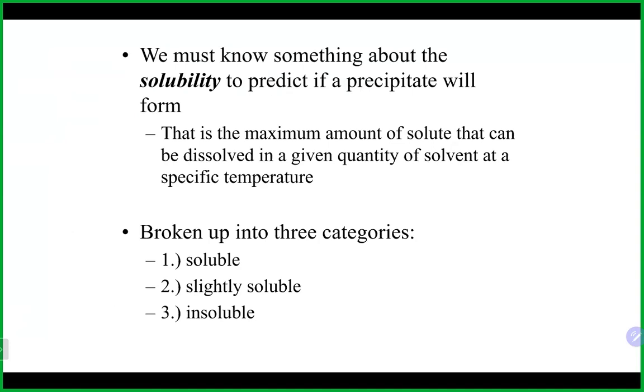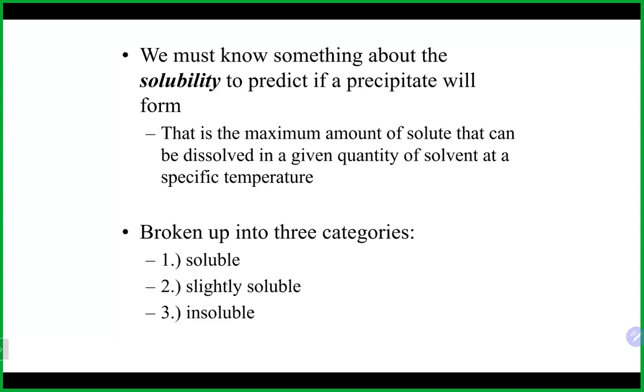And solubility helps us predict whether or not we would expect a solid to form if we combine these two ions together. And solubility, if something is soluble, that basically means that it will dissolve and you would not expect a solid to form. If something is insoluble, you would expect a solid to form.